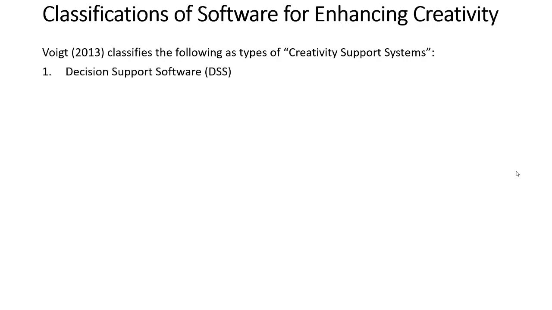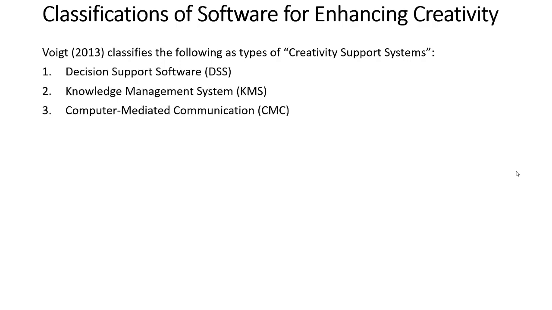So the first one is one of the most common ones, and it is what is called a decision support software. Now this is a type of software which is often used in management within corporations to help them make decisions, as it suggests. The next one is known as knowledge management system. Then we have computer-mediated communication. Now this is similar again, coming back to what we've already mentioned, things such as conferencing software or even email. Then we have group support systems.